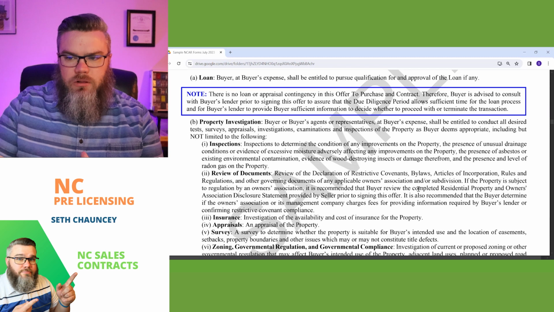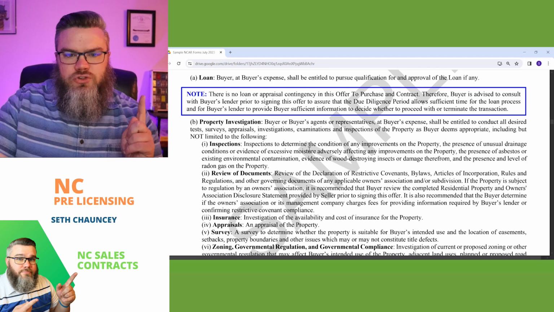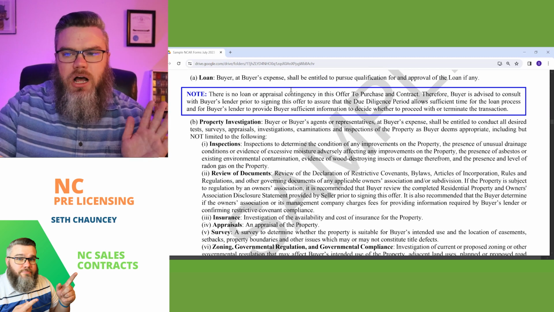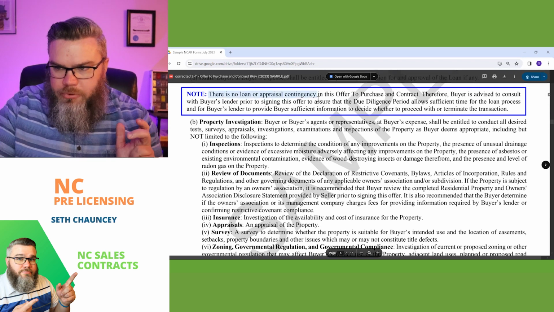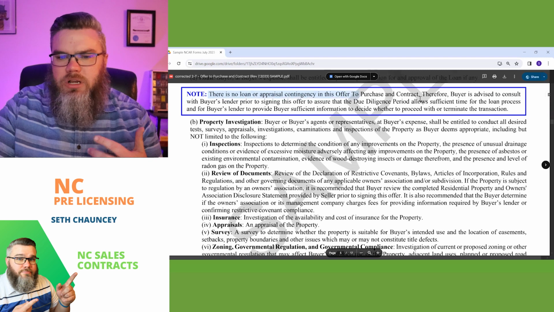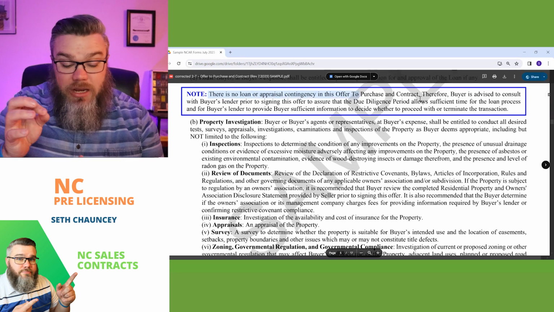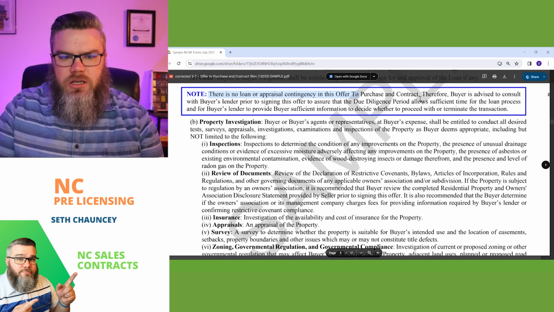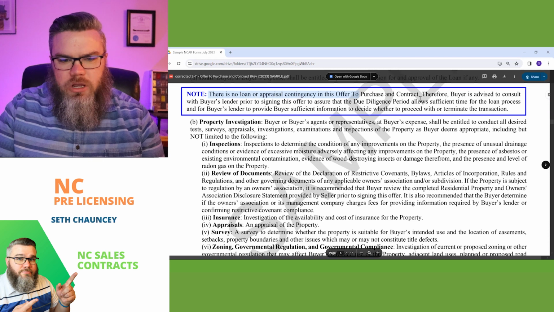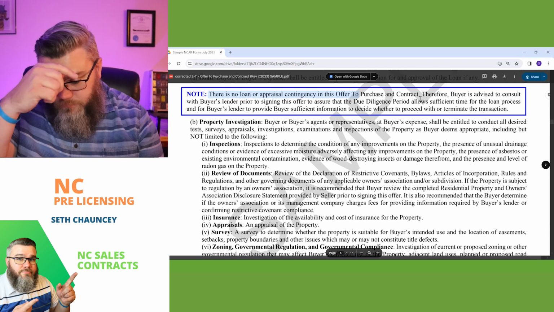Now, folks, look right here. There is no automatic contingency in any contract, and this one included. There is no loan or appraisal contingency in this offer to purchase and contract. Now, let me tell you something here. When you answer a question on the test, do not ever use your emotions, because if you do, you will get the question wrong. Let me explain why.